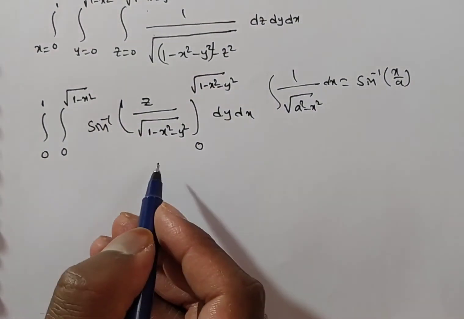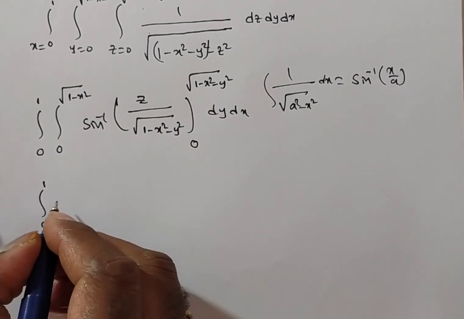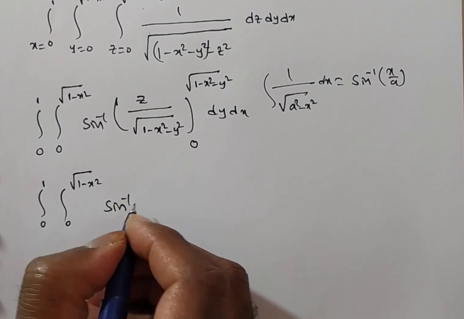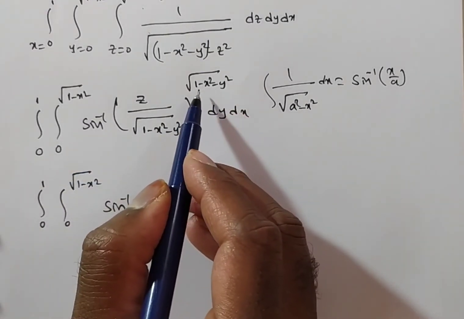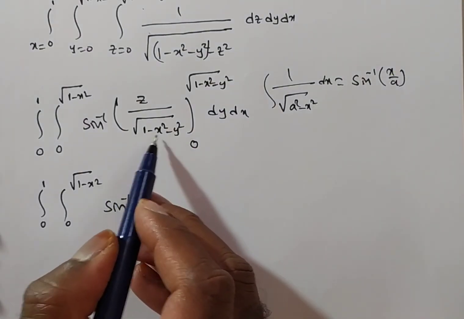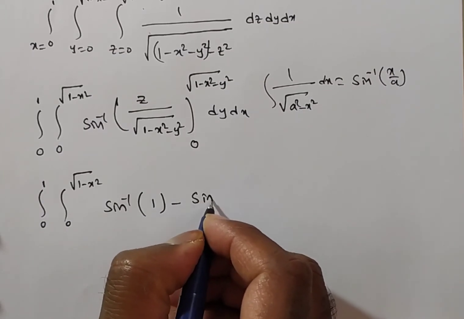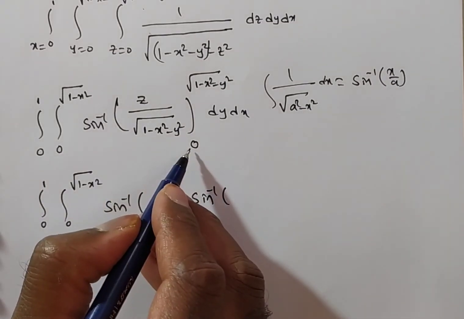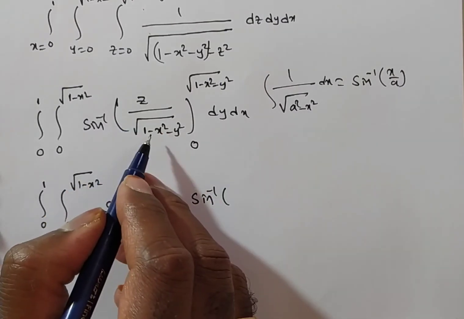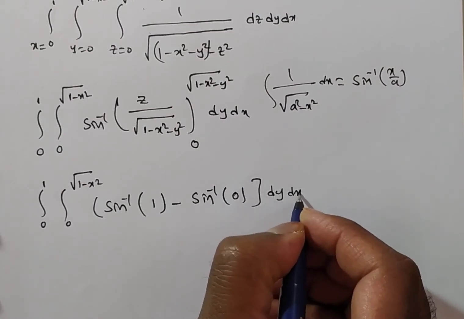Now the limits of z are 0 to square root of 1 minus x square minus y square. Now you substitute the upper limit and lower limit. Integral from 0 to 1, integral from 0 to square root of 1 minus x square. If I substitute the upper limit, sine inverse of the upper limit is the square root of 1 minus x square minus y square, divided by the same term, so both will get cancelled. Then you will have 1 minus lower limit: sine inverse of the lower limit. In place of z, if you substitute 0, 0 by something non-zero is 0 only, into dy dx.